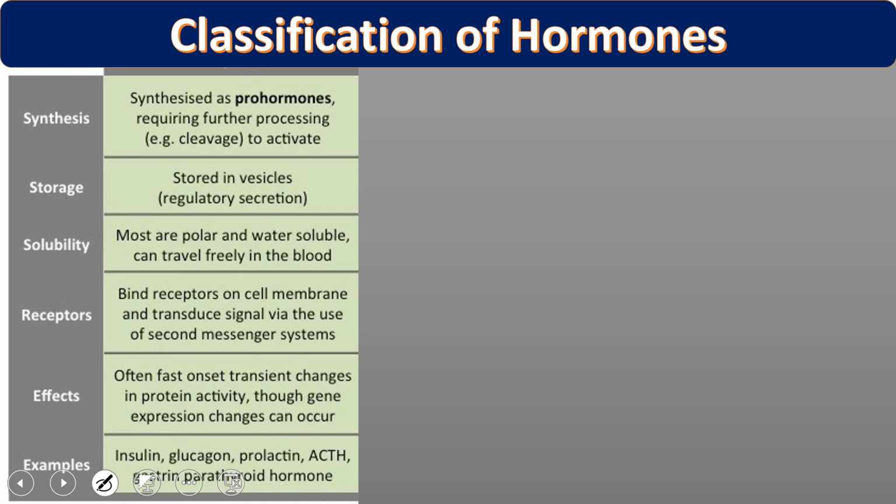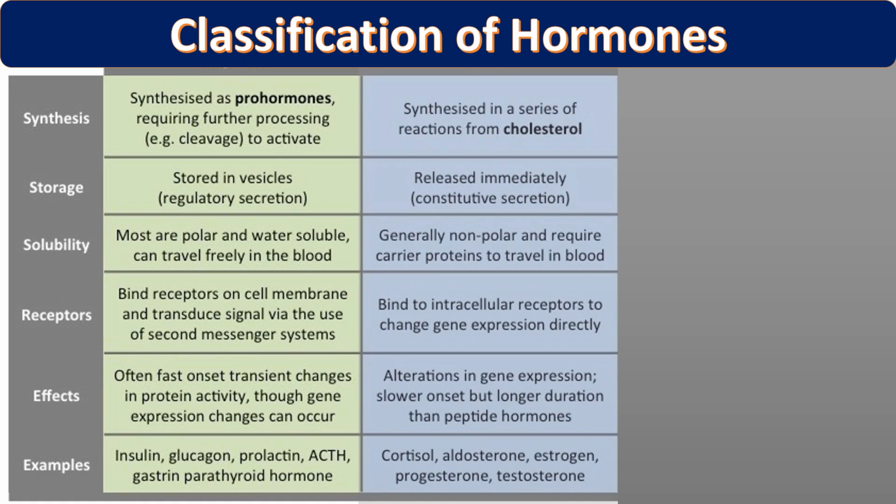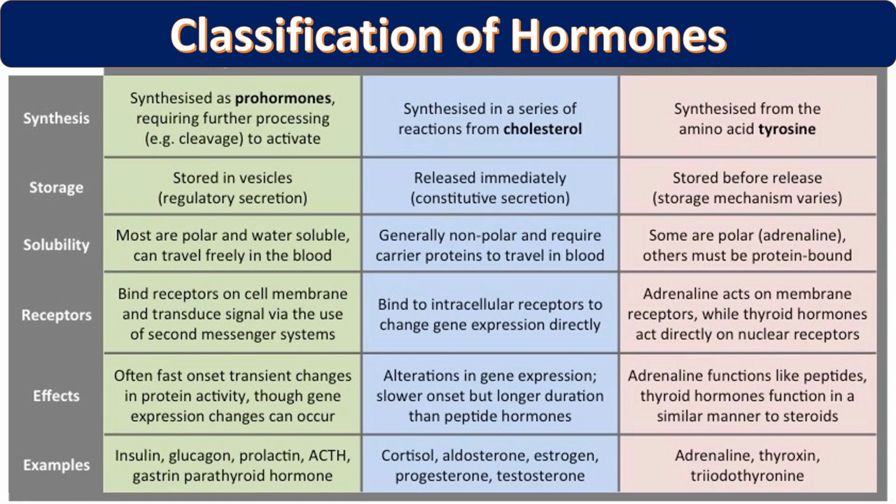Now we are going to see the category of each and every hormone. So we have three categories. Sorry, here it's not visible. This is protein or peptide hormones. This is steroidal hormones, and this is amino acid hormones.